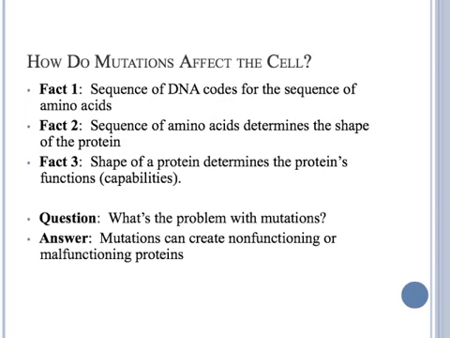We know that DNA directly codes for the sequence of amino acids in a protein, and we know that amino acids dictate the way a protein folds, and we also know that the shape of a protein dictates its function. So mutations are problematic because if you have a mutation in the DNA, you're going to have a differently shaped protein and therefore a different phenotype. Ultimately, the problem with mutations is that they can create non-functioning or malfunctioning proteins.